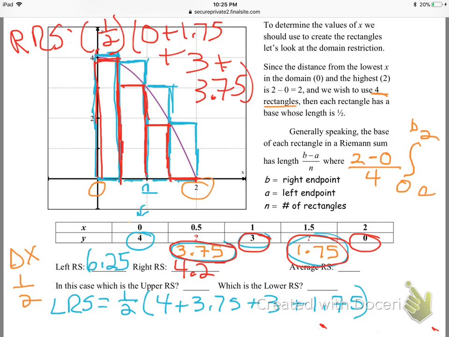When you multiply each of those by 1/2, you should get a right Riemann sum of 4.25. If you wanted the average of those two, you would add them together and divide by 2, and I would get an approximate area of 5.25. In this situation, which was the upper one? The upper one was the left Riemann sum, and the lower one ended up being the right Riemann sum. You won't know that until you look at your answers for the left and right Riemann sums. Okay, so that's our first big lesson here. Let's turn to the next page now.